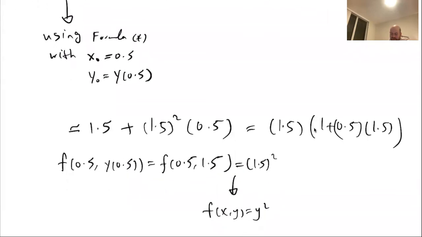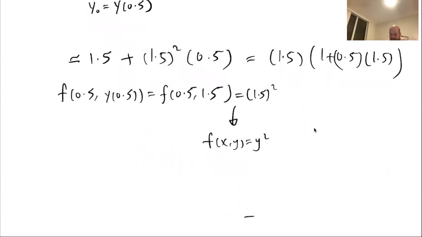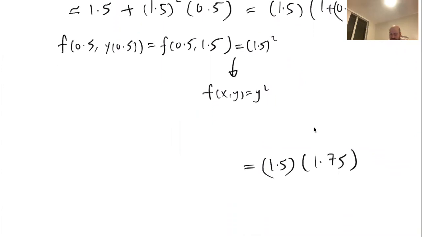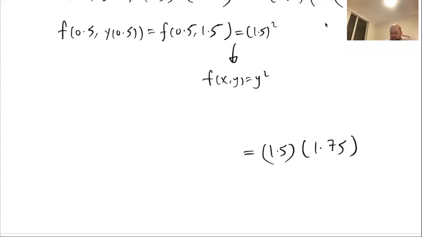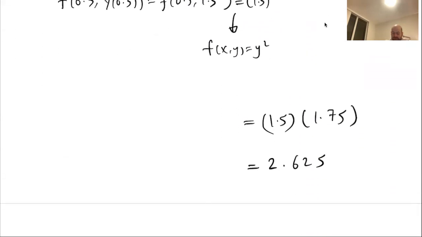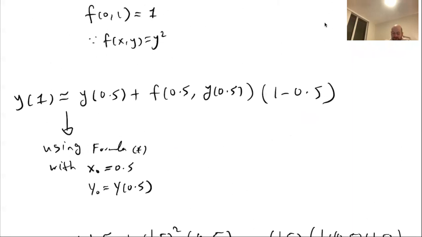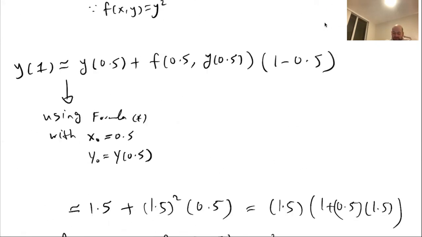So this is 0.75, this is 1.5, times 1.75. And this will be 2.625. Now that you found the value of the estimation for y of 1, we can now find the estimation for the next point, which is 1.5.